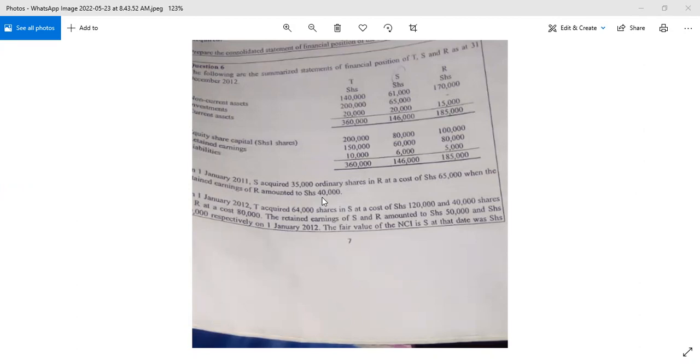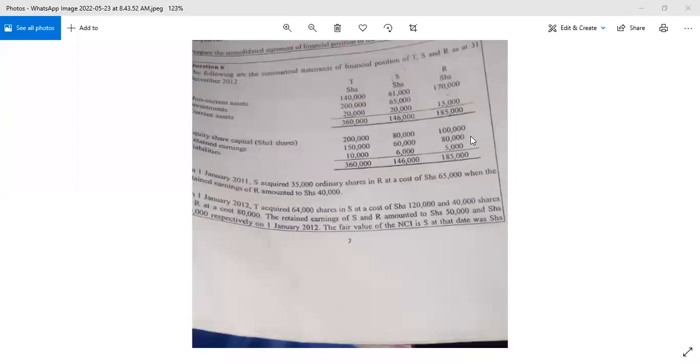On 1st January 2011, S acquired 35,000 shares in R. So in our workings, we're saying S acquired shares in R. What's the percentage? They say 35,000, the number of shares, so divide by the shares issued. You go to the statement of financial position and look for R. The shares are 100,000 shillings, but each is one shilling, meaning the number of shares must be 100,000. I'm skipping a step there, I know you're comfortable with it.